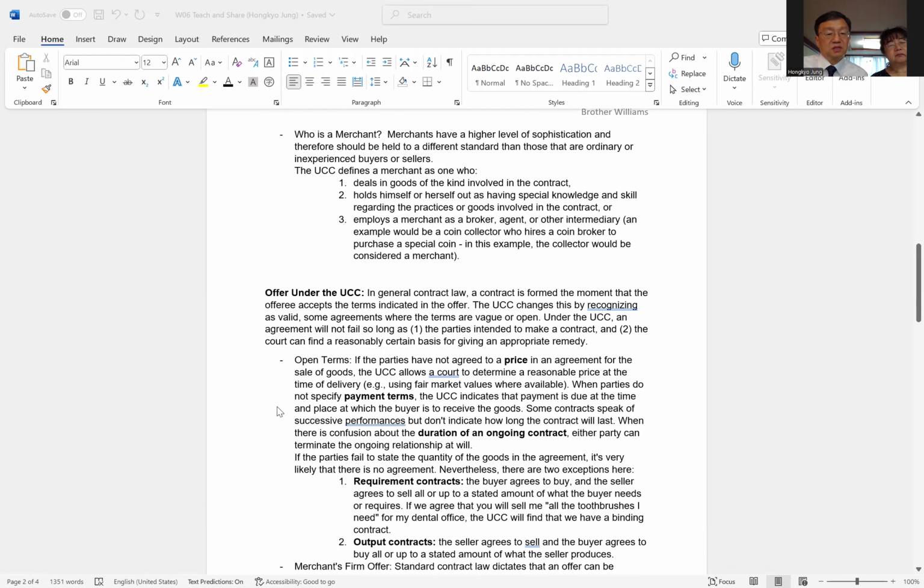Open terms. If the parties have not agreed to a price in an agreement for the sale of goods, the UCC allows a court to determine a reasonable price at the time of delivery. When parties do not specify payment terms, the UCC indicates that payment is due at the time and place at which the buyer is to receive the goods. Some contracts speak of successive performances but don't indicate how long the contract will last. When there is confusion about the duration of an ongoing contract, either party can terminate the ongoing relationship at will.